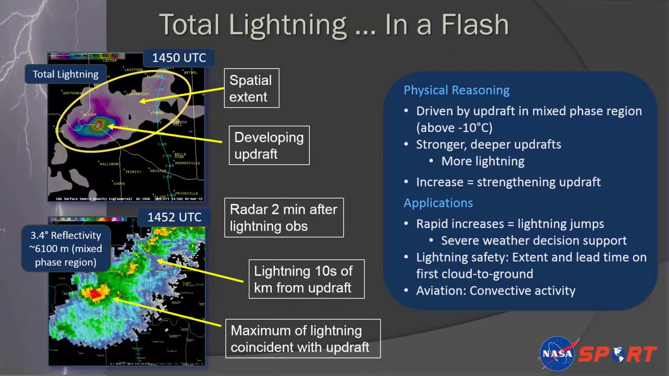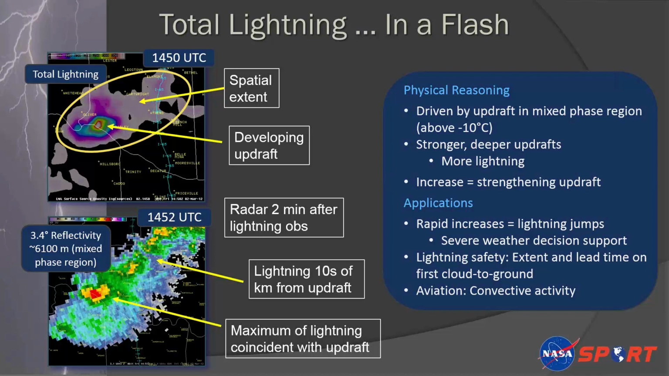Those capabilities come about due to a physical reasoning of what is driving total lightning. The total lightning is being driven by the strength and volume of the updraft in the mixed phase region. You want to start getting above the minus 10 degrees Celsius isotherm to really start getting to that mixed phase region, and even beyond that, to minus 20 degrees Celsius. What you're trying to do is get into a region where you have supercooled water droplets, ice crystals, graupel, all these various particles bouncing together to create charge. If you have a stronger, deeper, and more voluminous updraft, you're going to have much more lightning being generated in a given thunderstorm.